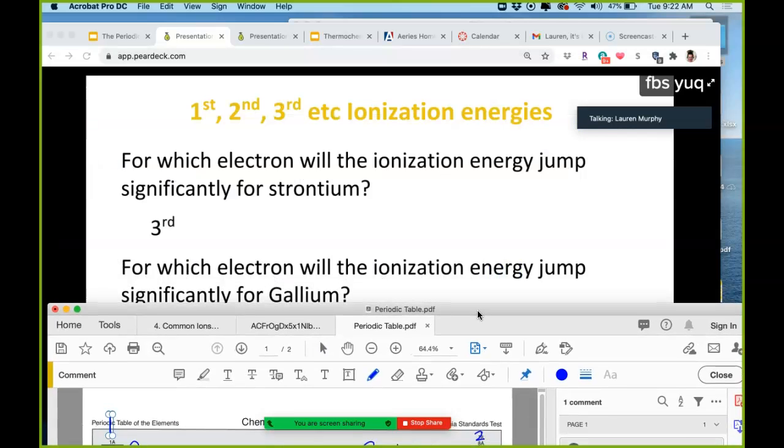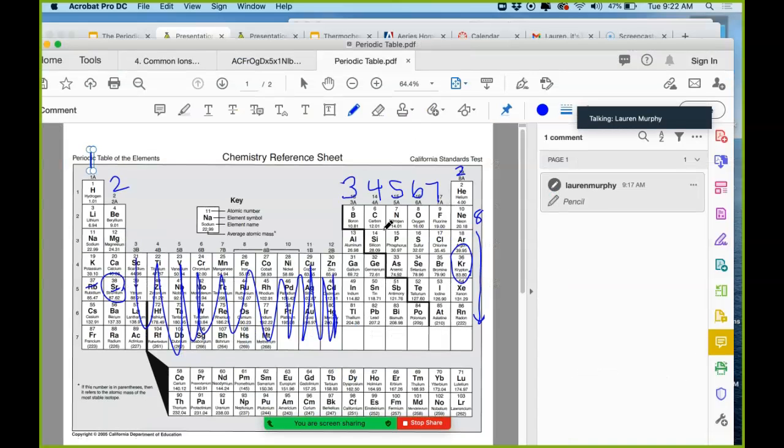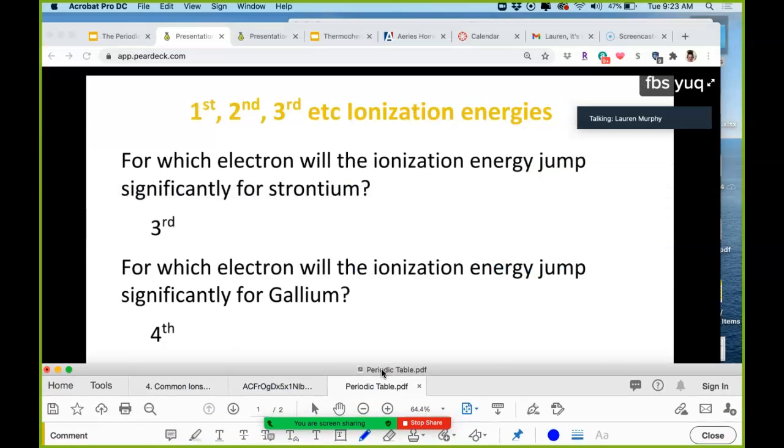Okay, the next one is for gallium. So we find gallium. Gallium is right here. It has 3 valence electrons. So it's okay losing 1, 2, 3, but it's not going to want to let you have a 4th. So you'll see the jump on the 4th electron.